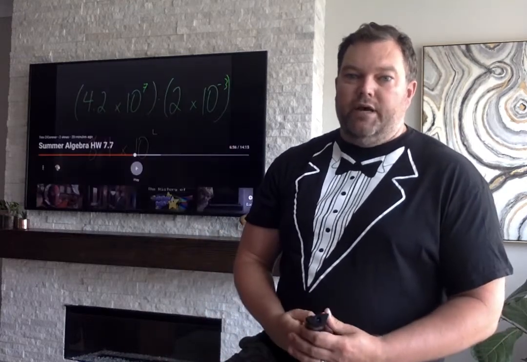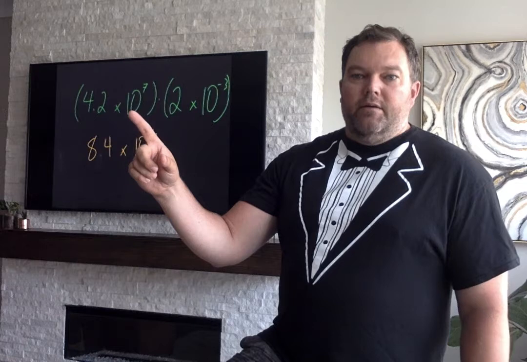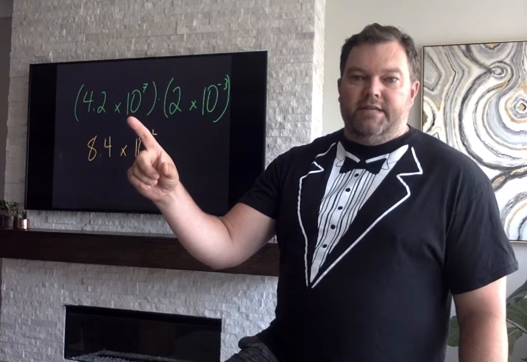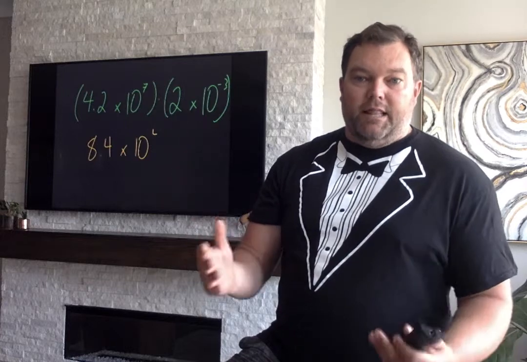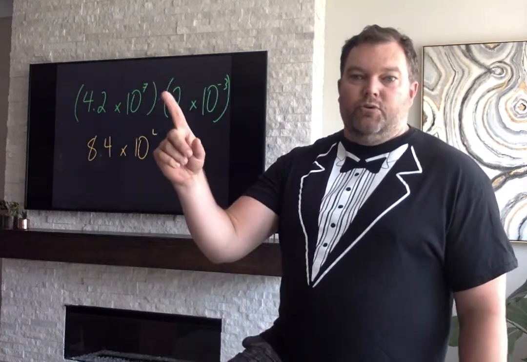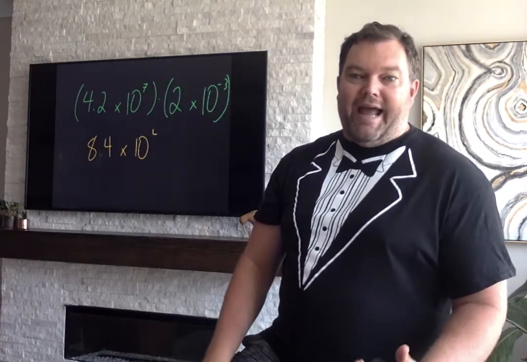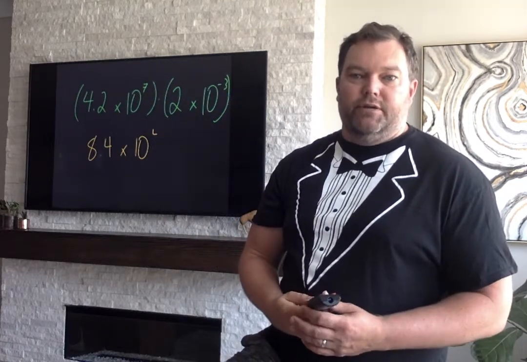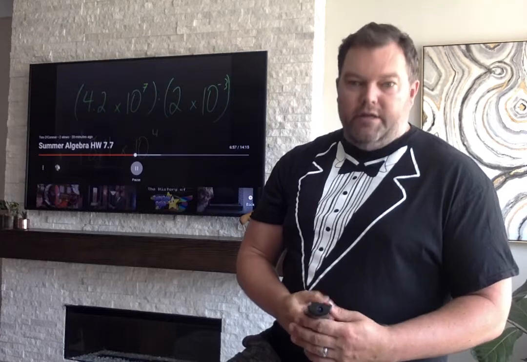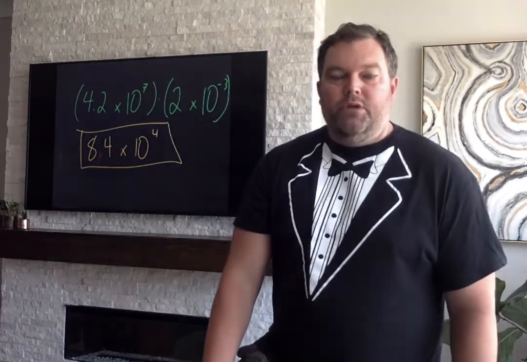Times 10 to the, I started to give it away. Here, you have 10 to the 7th and 10 to the negative 3rd. You're multiplying like bases. They're both 10. So what do I do with the 7 and the negative 3? I add them. 7 plus negative 3 is the same as 7 minus 3. You can see I started to write the 4 right there.